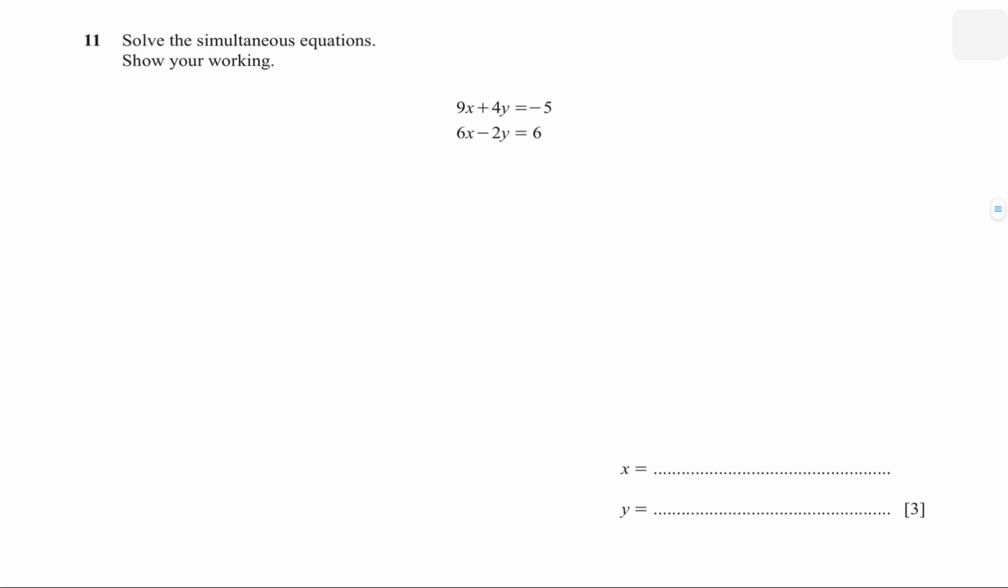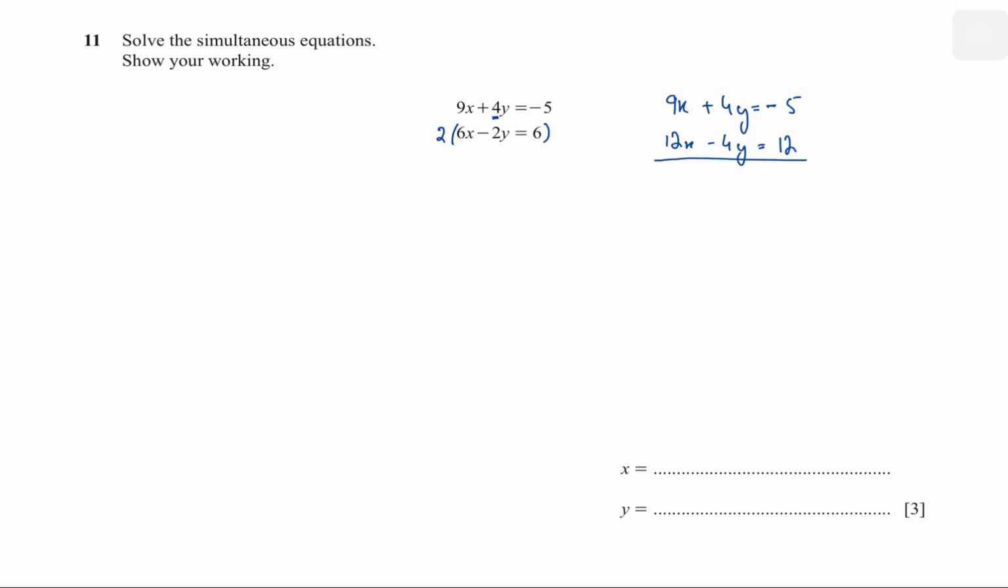In paper 1, I strongly recommend to all my students to solve simultaneous equations using the method of elimination, because it's a lot easier and a lot more efficient. So I'm going to start by multiplying. I've subconsciously decided to eliminate y, and that's the wise choice to make, because we have positive 4y in equation 1 and we have minus 2y in equation 2. So all I got to do is multiply equation 2 by 2. So we have 9x plus 4y equals minus 5. This is equation 1. After multiplying equation 2 by 2, it's going to become 12x minus 4y equals 12.